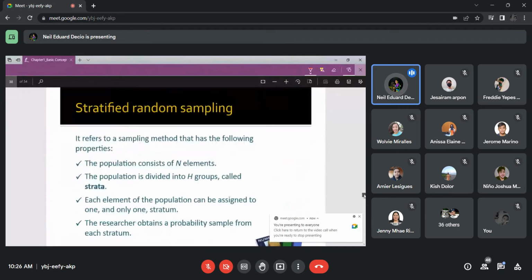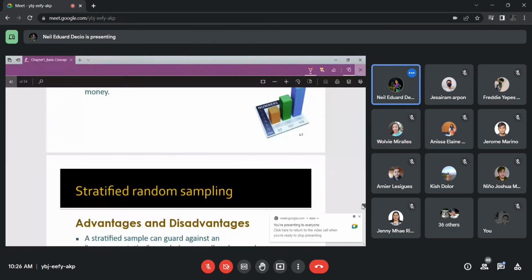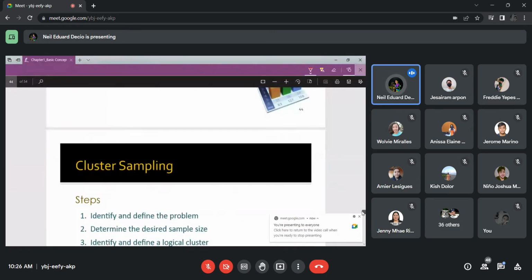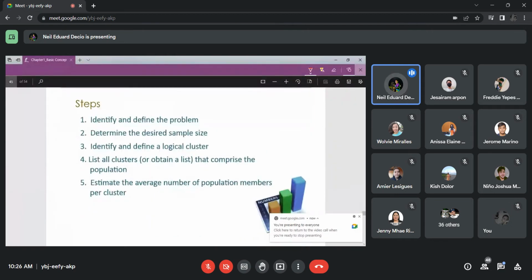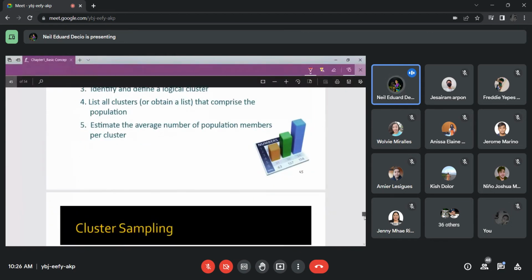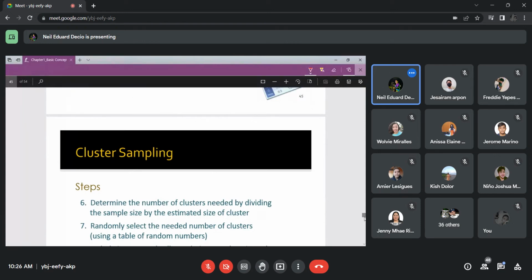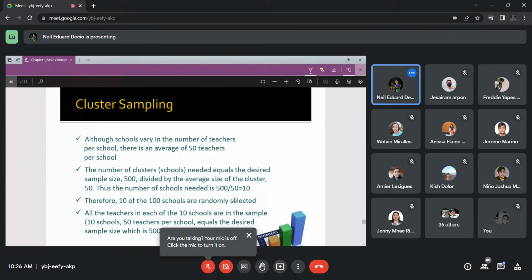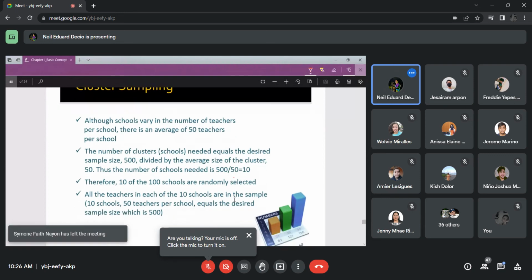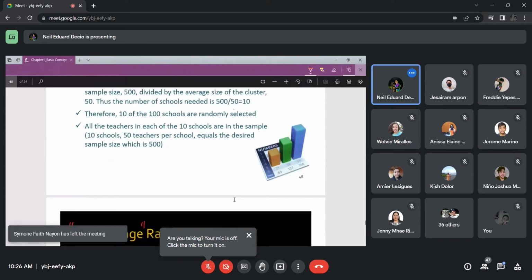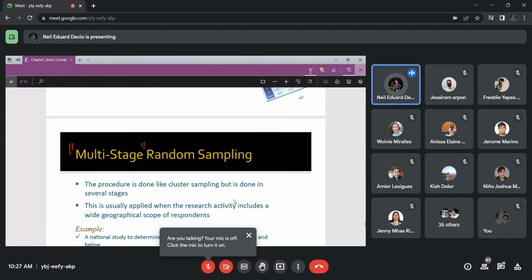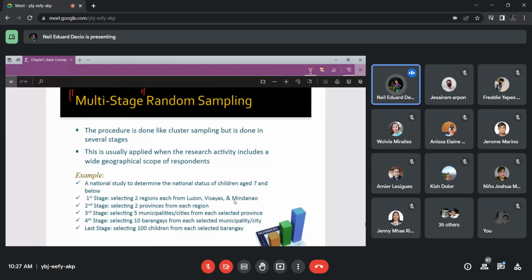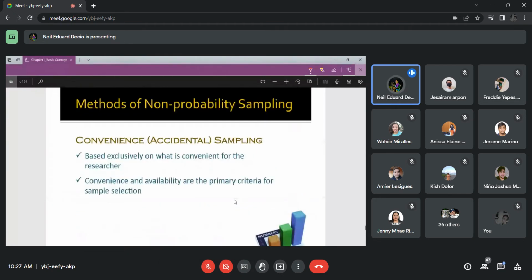Okay, so we actually have five, I think. Four or five non-probability sampling methods. So after multi-stage, we have the methods of non-probability sampling. The first is the convenience or accidental sampling.